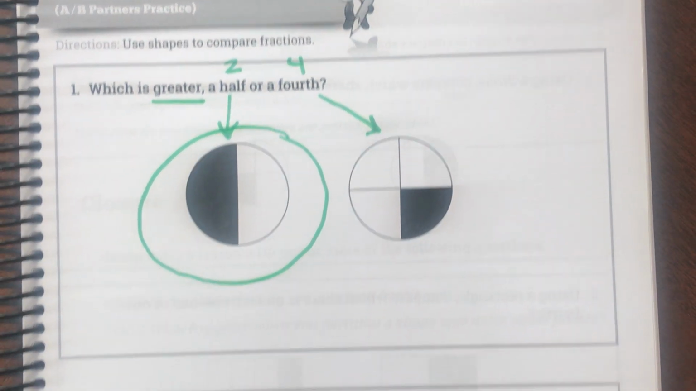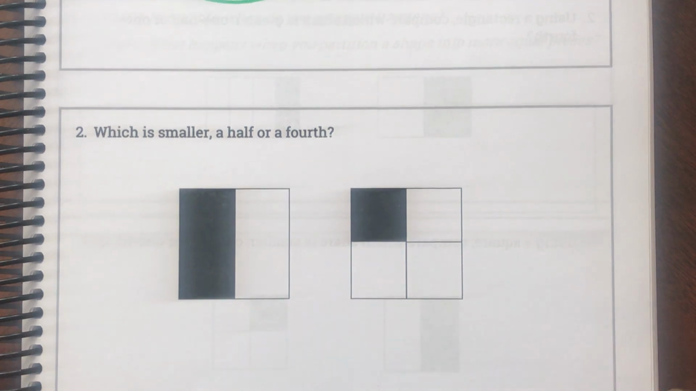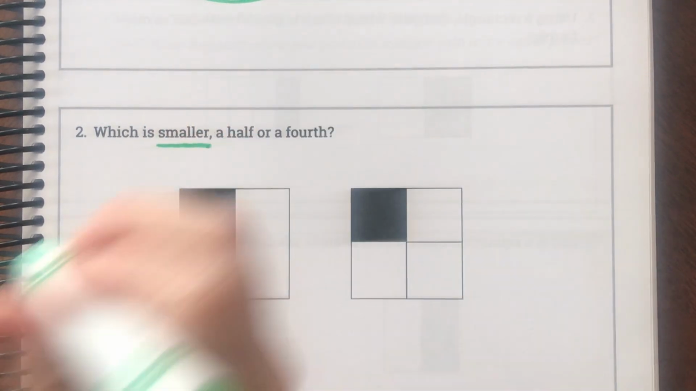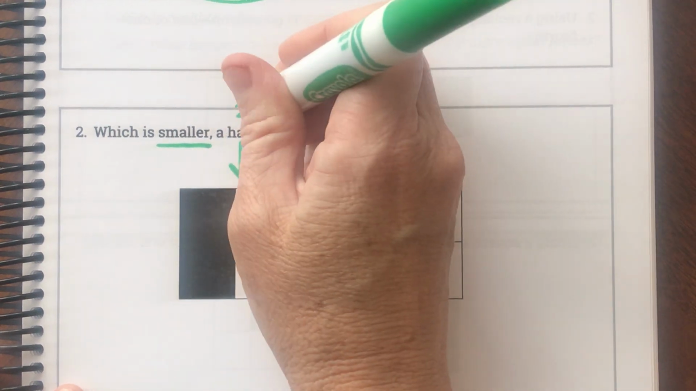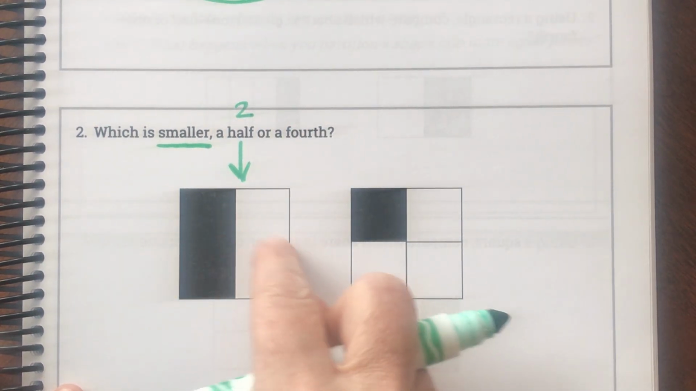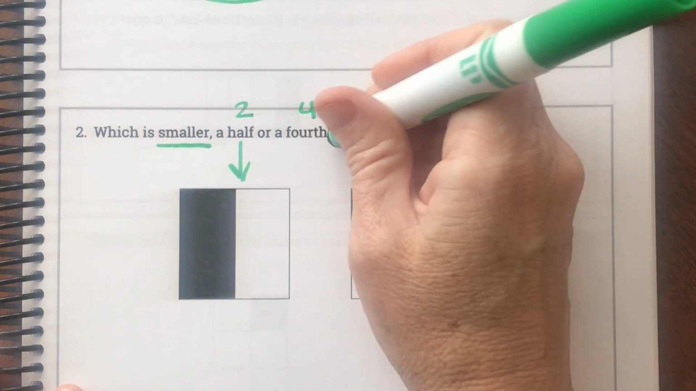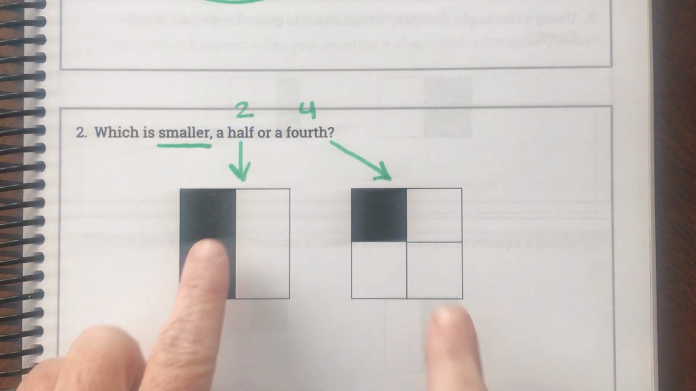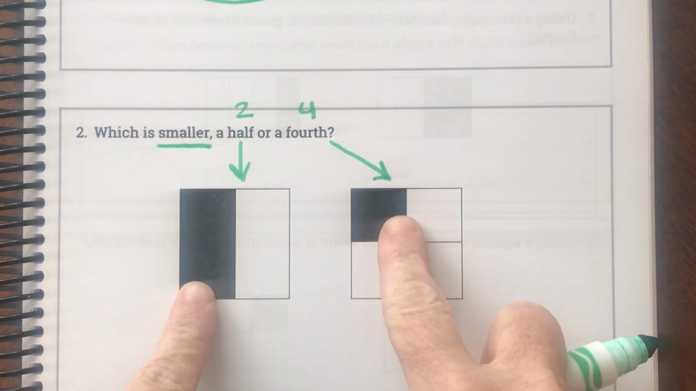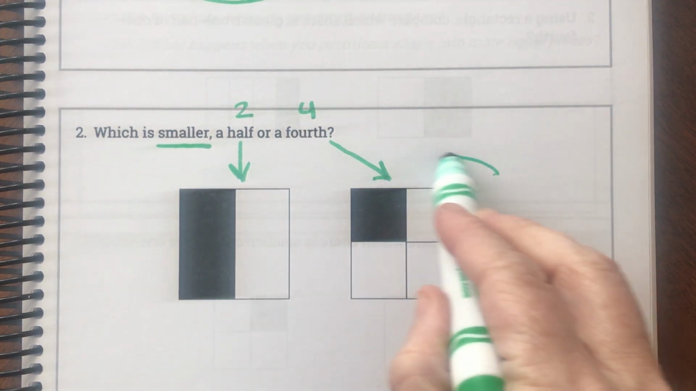Okay, let's look at the next one. This one says which one is smaller. I want you to underline that. A half, which means it was partitioned into two pieces, or a fourth, which means it was partitioned into four pieces. So which one of these has a smaller piece? Okay, I'm hoping that you already guessed.